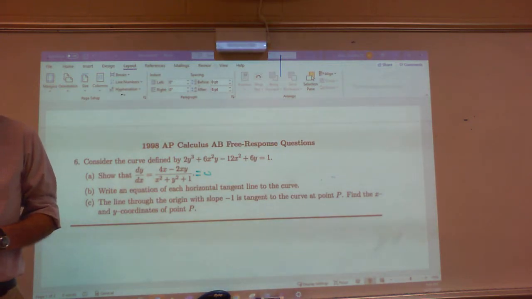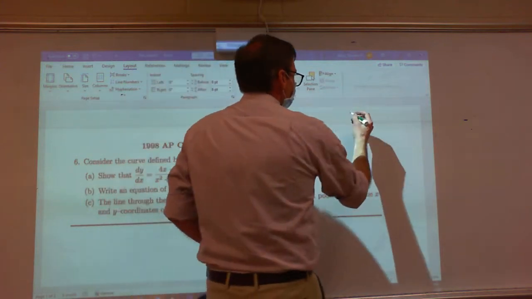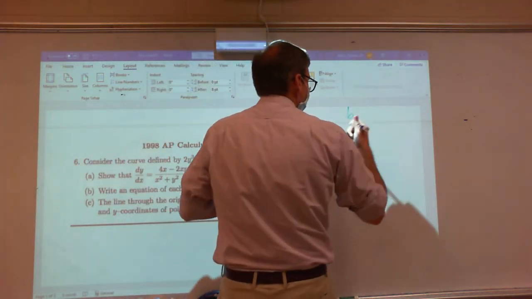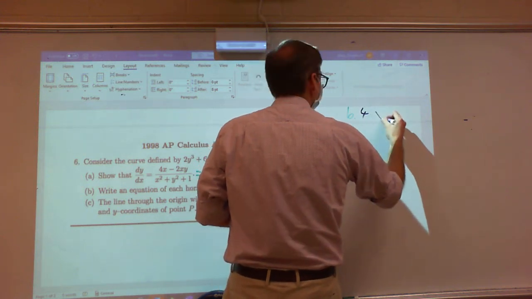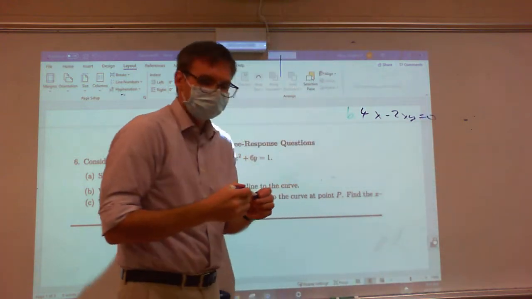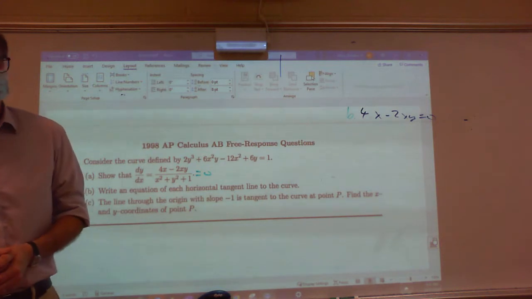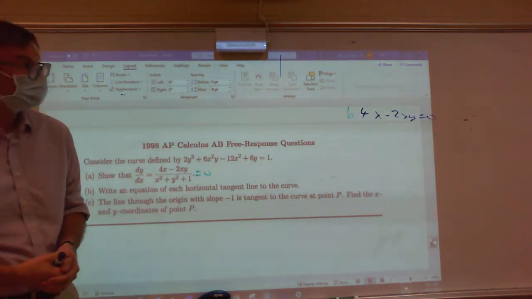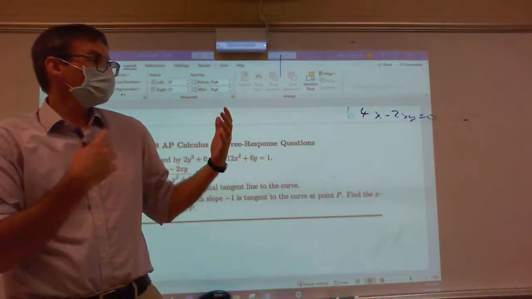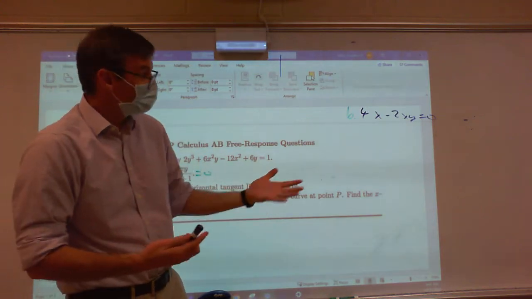So if you want your slope to be 0, I want the top to be 0, meaning for part B, I want 4x minus 2xy to equal 0. What does that mean? Pretty much anytime you set something equal to 0, the philosophy is you set it equal to 0 and hope you can factor. Well, I can factor this.